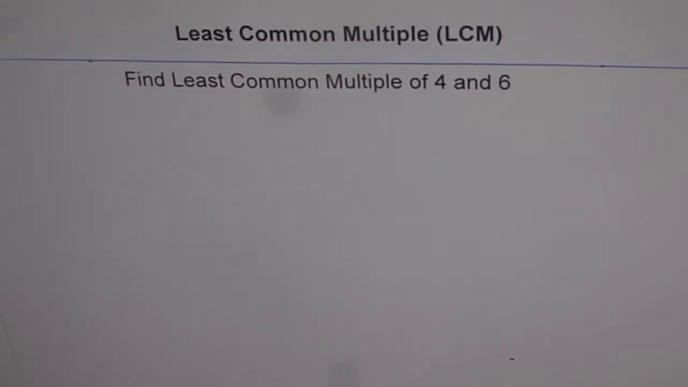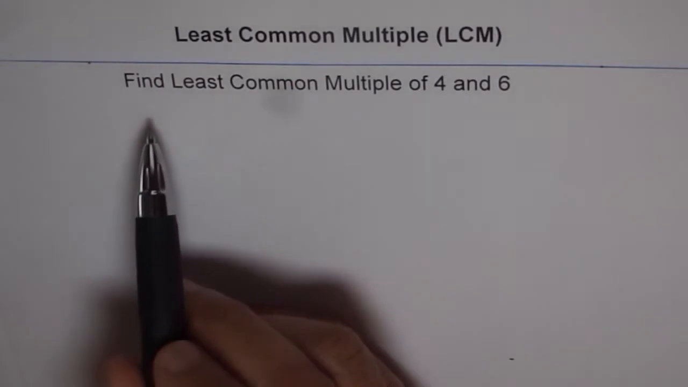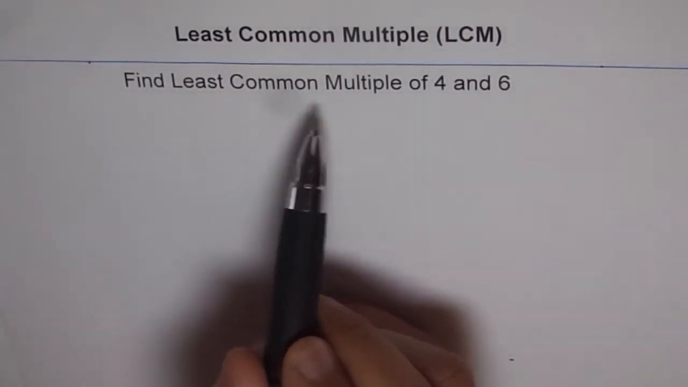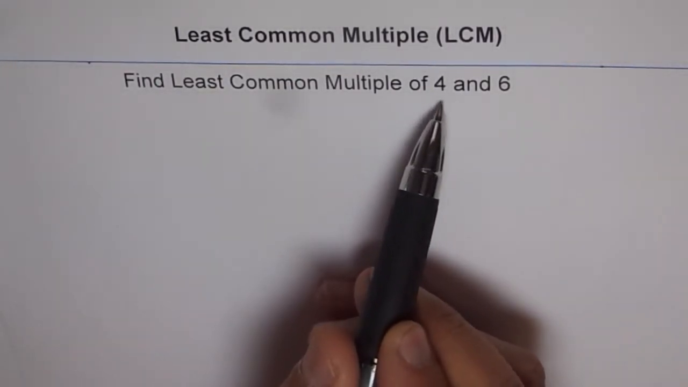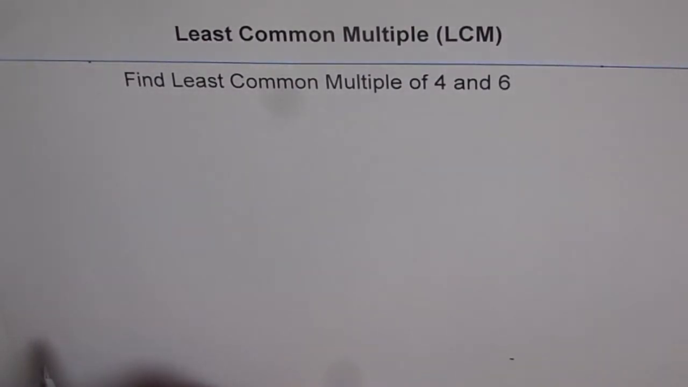Now let's try to understand how to find least common multiple in different ways. Here we have a very simple example. It is to find the least common multiple of 4 and 6. So we are given two numbers, 4 and 6, and we need to find the lowest common multiple, the least common multiple of these two numbers.